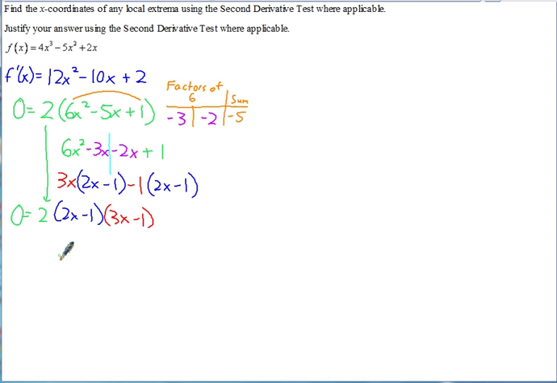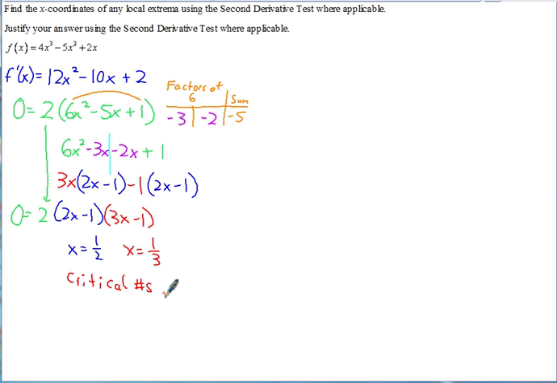So now we can see what our critical numbers are. Well, the 2 can never be 0. If you said 2x minus 1 equals 0, you'd get x equals 1/2. And if you said 3x minus 1 equals 0, you'd get x equals 1/3. So those would be our critical numbers. So these are the only possible x values where we might have a local minimum or a local maximum.